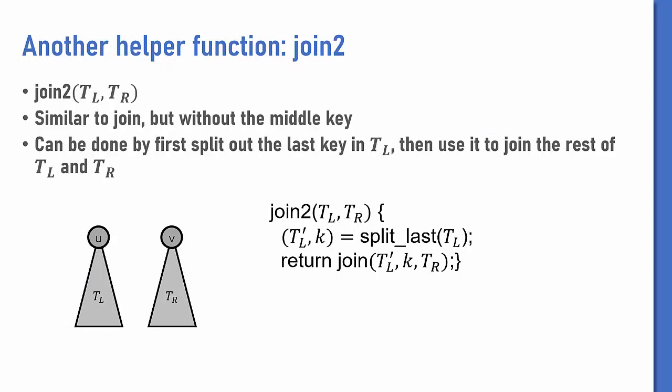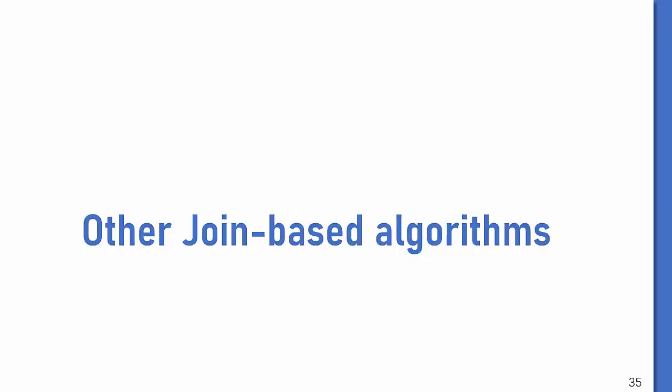The next helper function is called join two. It is defined similar to join, but just without the middle key. It can be implemented by making use of the split function. So we can just split out the last key in TL, use it as a pivot to join the rest of TL and TR. Okay. So now with split and join two in mind, let's see how we can implement other algorithms on BSTs, especially those parallel algorithms.